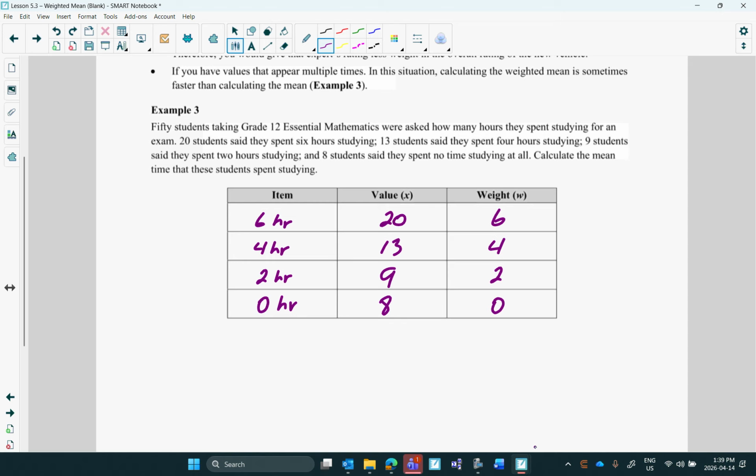And then we multiply all these pairs together, add them up, and divide by the total weight. Okay? Wait a minute. Did I do that right? Yeah, I think I did that right, didn't I? I feel like I've done something wrong. The 8, is it? No, I think that's right.